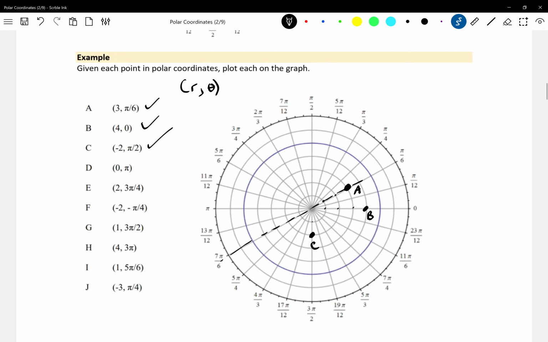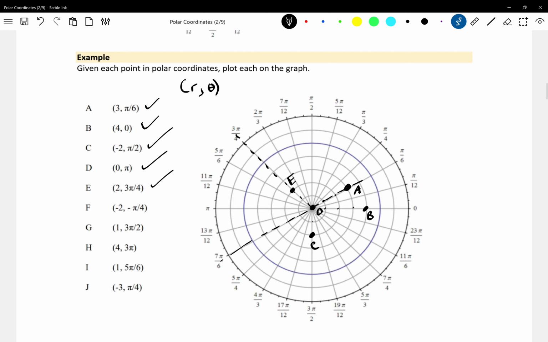D, 0 comma pi. Well, again, 0 being r, that means I'm just at the origin. So pi could have been anything, we'd still be at the origin. So that's D. E, 2 comma 3 pi over 4, which means I'll incline 3 pi over 4, along this line right here, and we'll go 2 units out. So that is where point E is.